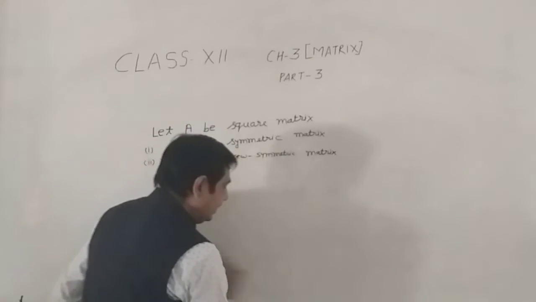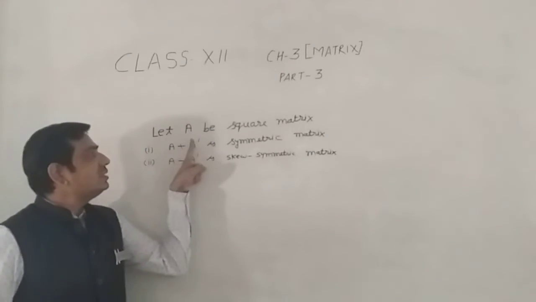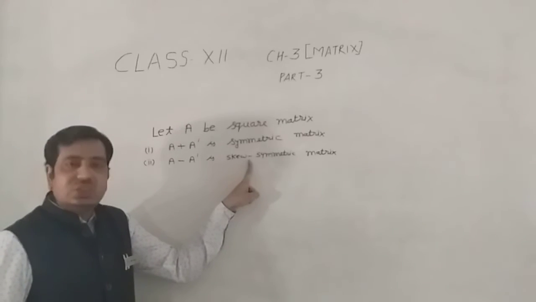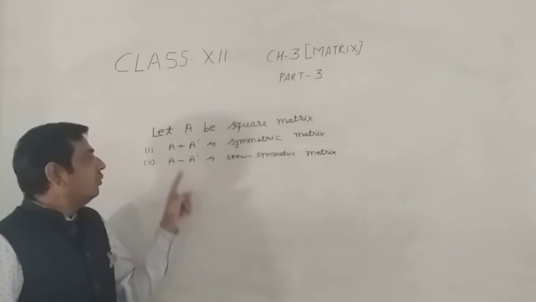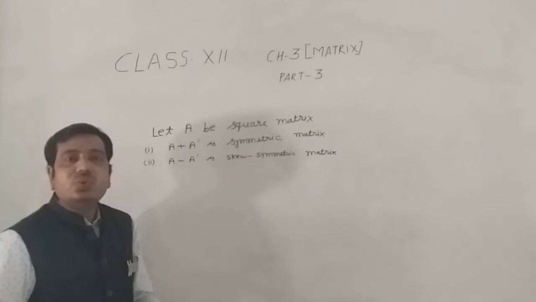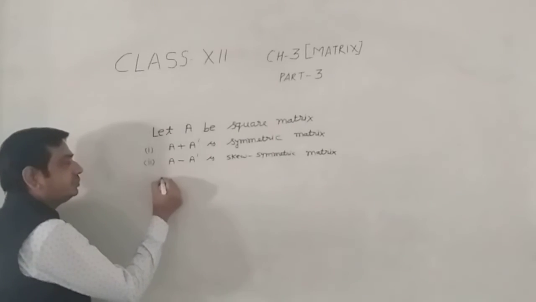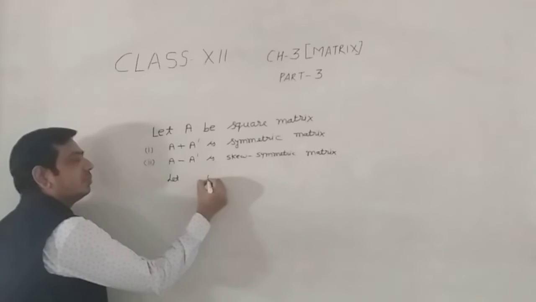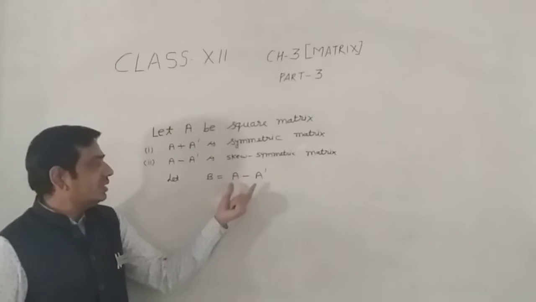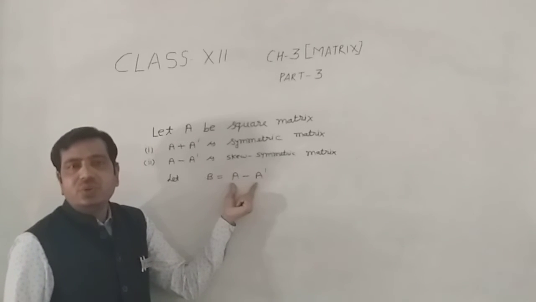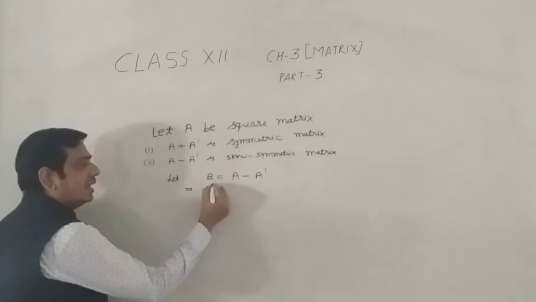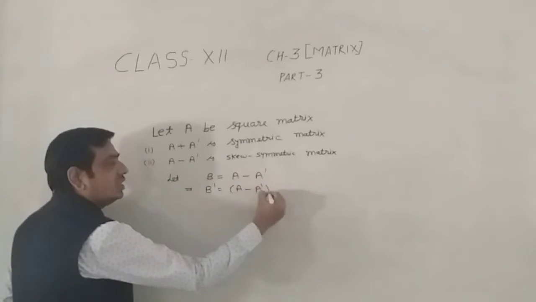Now class, we take the second property. It is given a square matrix and I want to convert this matrix into a skew symmetric matrix. So what do we do? We subtract the transpose of this matrix from this matrix, and you get a skew symmetric matrix. Example: let B be equal to A minus A dash. Now class, I want to check whether it is skew or not. Then we take the transpose of this matrix on both sides. Then it is B dash is A minus A dash whole dash.